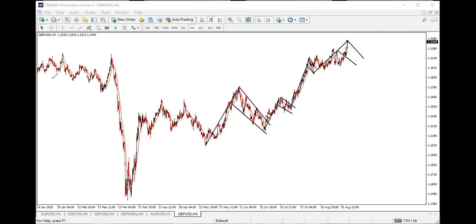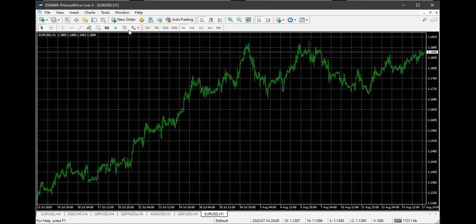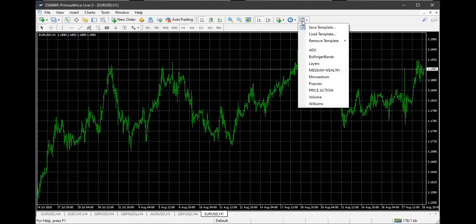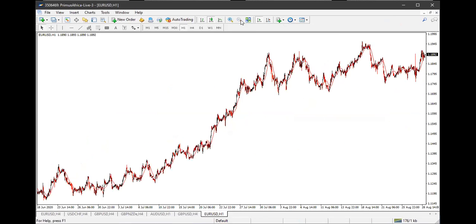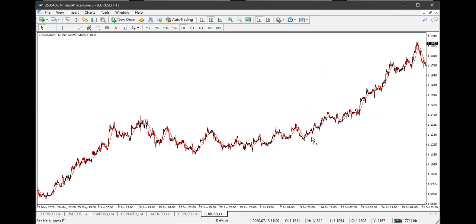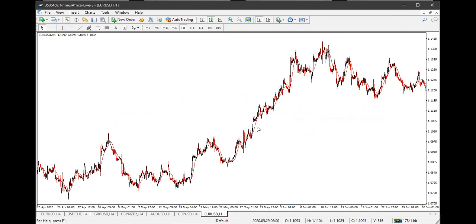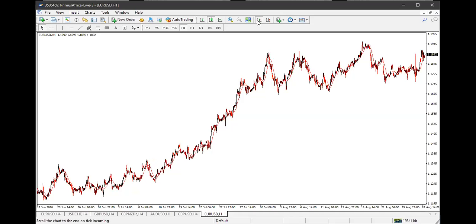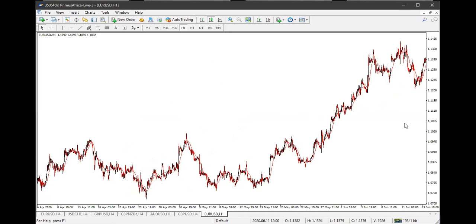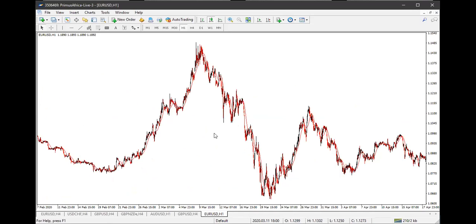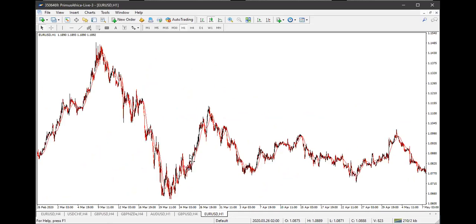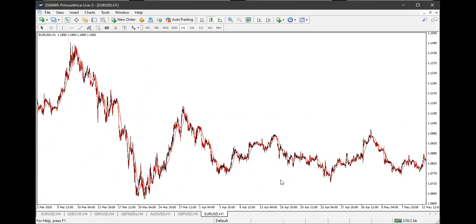So let me look for more currency pairs where I can show you these patterns that we've learned today. Let me check the euro dollar. You see that this market moves in patterns like I've shown you for an uptrending market. Let me look for that in a downtrending market. I'm already seeing some little wedge patterns.